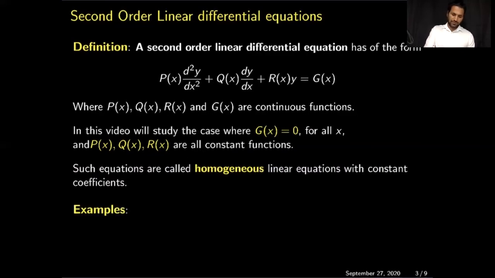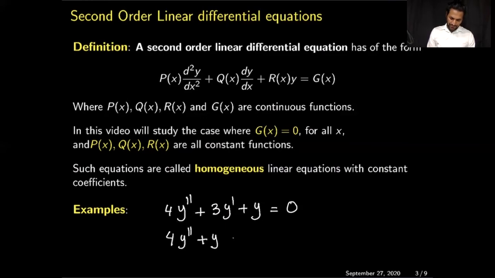So here are a few examples. For example, y double prime plus 3y prime plus y is equal to 0. This differential equation is written in Lagrange notation; all the derivatives are written in Lagrange notation. And this is another example of such a differential equation. You can also consider this differential equation to be a second order linear homogeneous differential equation with constant coefficients.